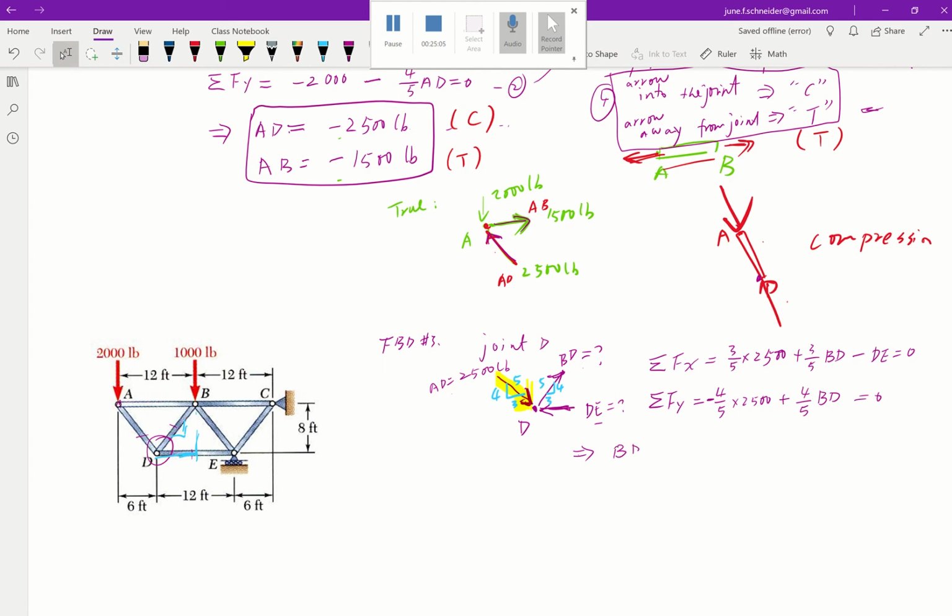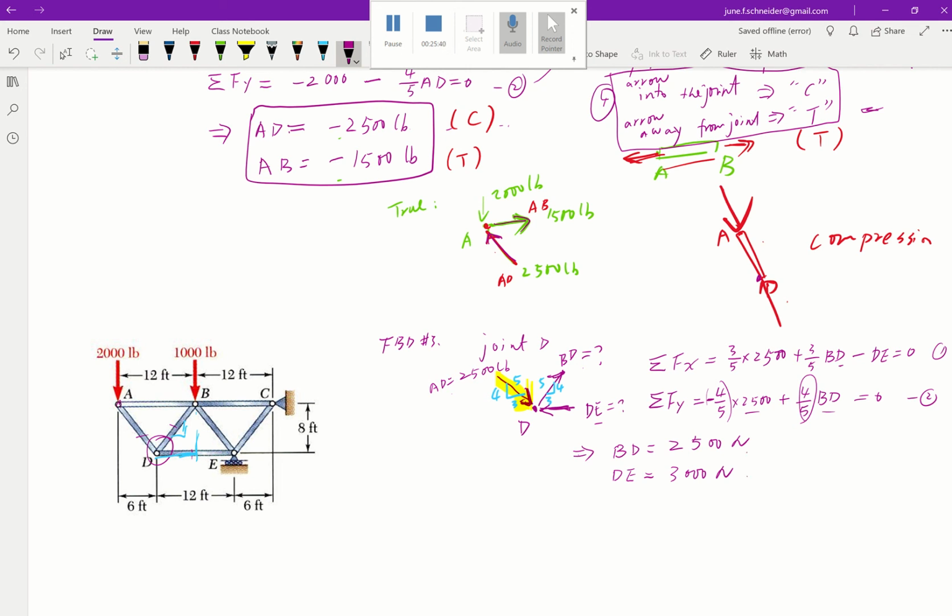What's going to be our BD equal to from equation number 2? That would be just 2,500 because they have the same fraction, 4/5, right? So BD will be 2,500 Newton. And plug BD back in equation number 1. What will we get? So pause for a second and see what you have. So here we'll have 3,000 pound.